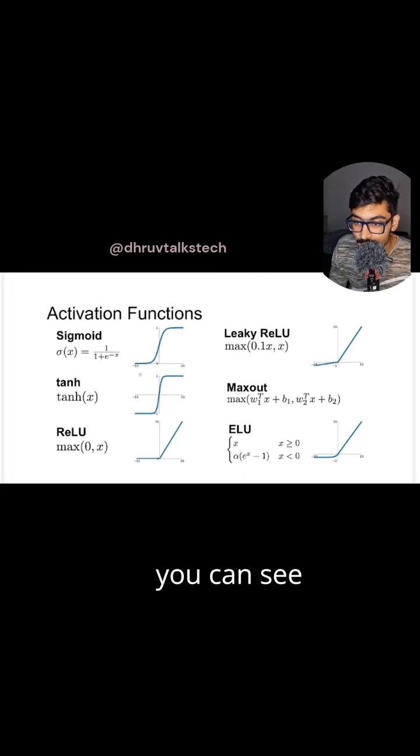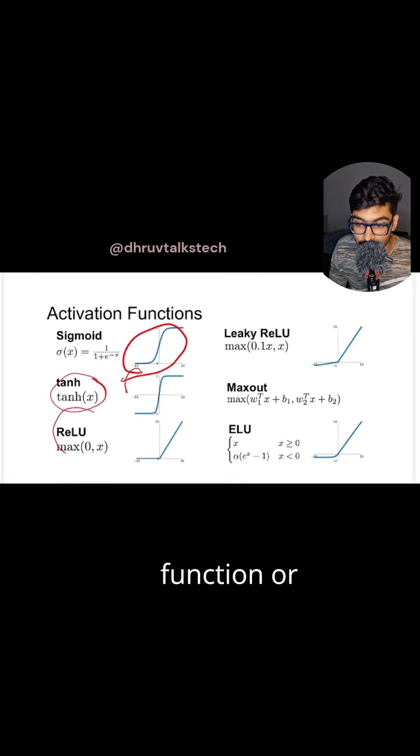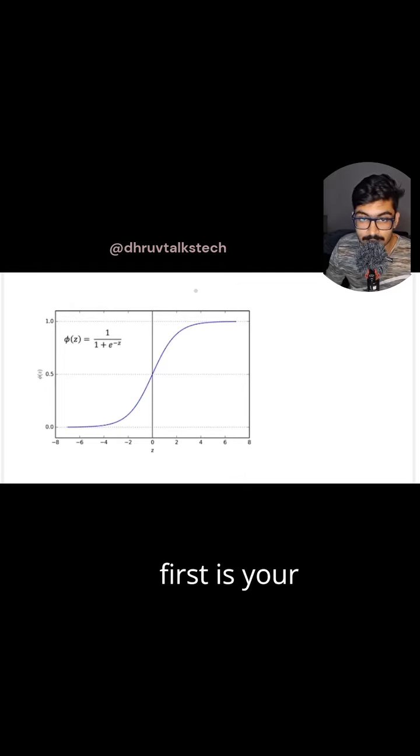The first one mentioned, as you can see here, is the sigmoid function. The second is the tanh function, and the third is the ReLU function, or rectified linear unit. Let us now discuss each of these one by one. The first is your sigmoid function.